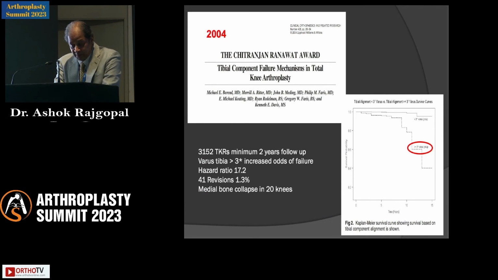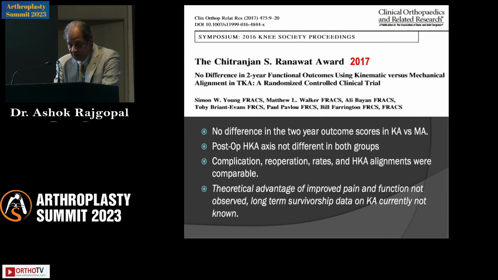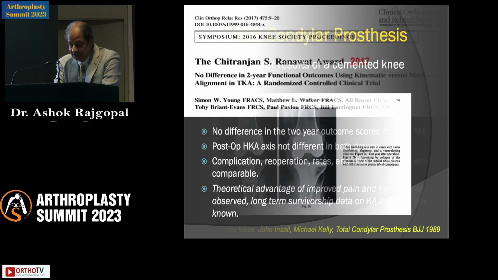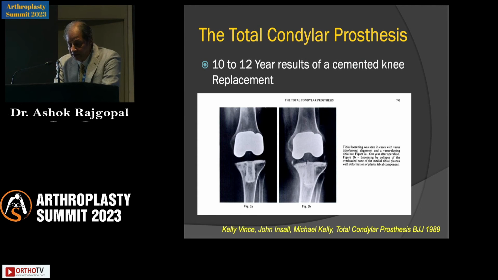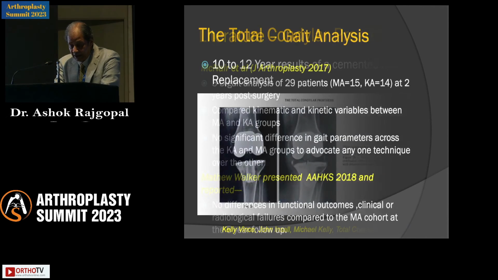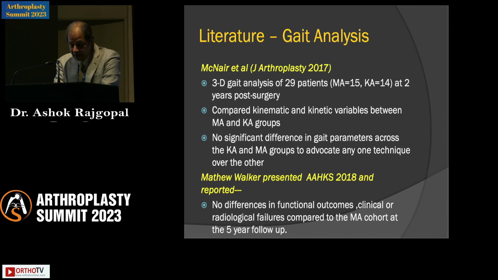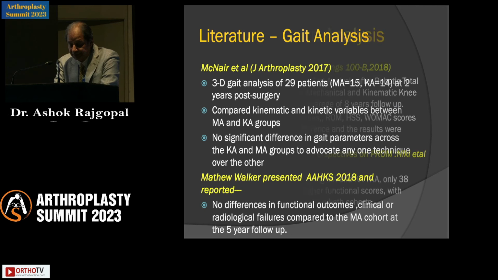Chit Ranawat's paper from 2017 talks about kinematic alignment versus mechanical, with results as good, if not better, with mechanical. This is a condylar, this is now Kelly Vince's article. This is now a 30-year surviving articulation. Let's look at gait analysis. No real differences between mechanical and any other type of alignment at 5 years.